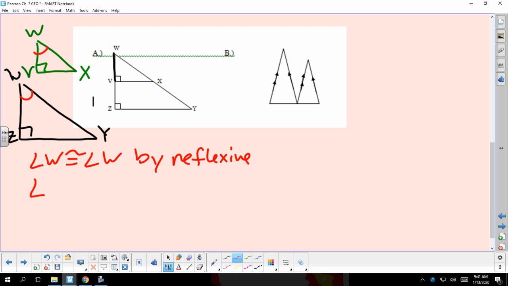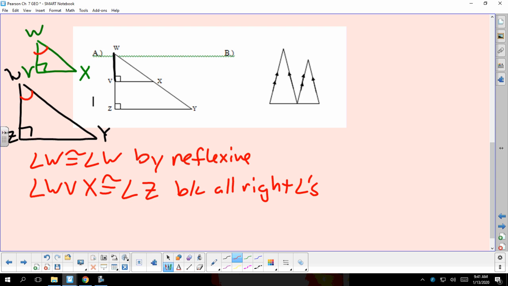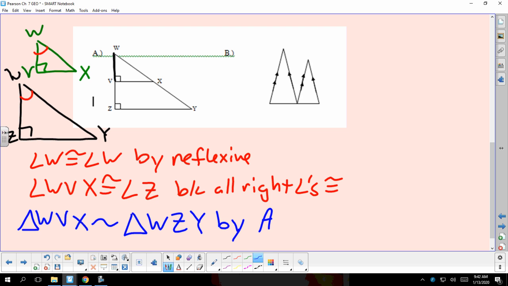Angle W is congruent to angle W by the reflexive property. And angle WVX is congruent to angle Z because all right angles are congruent. Therefore, triangle WVX is similar to triangle WZY by angle-angle.